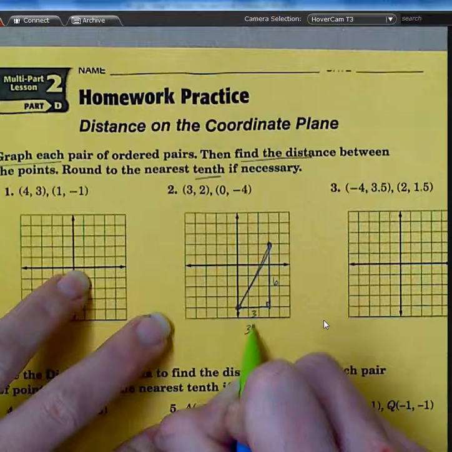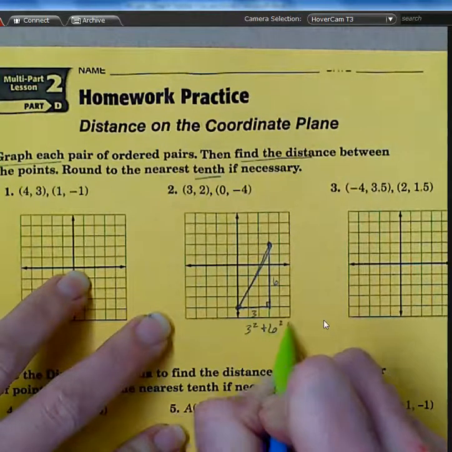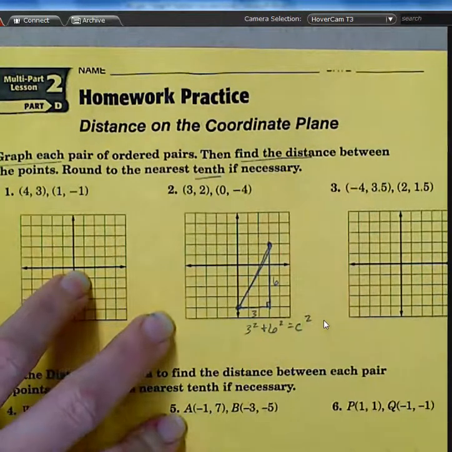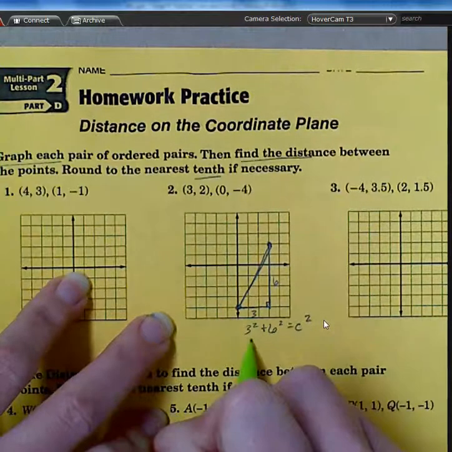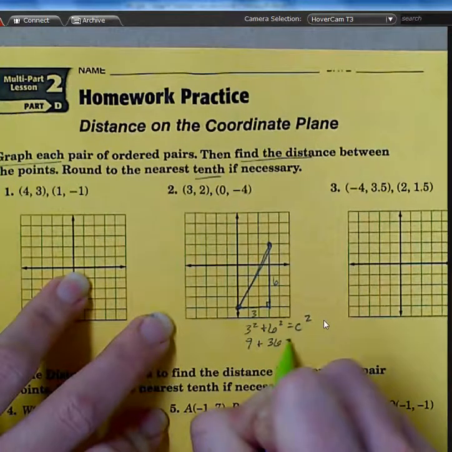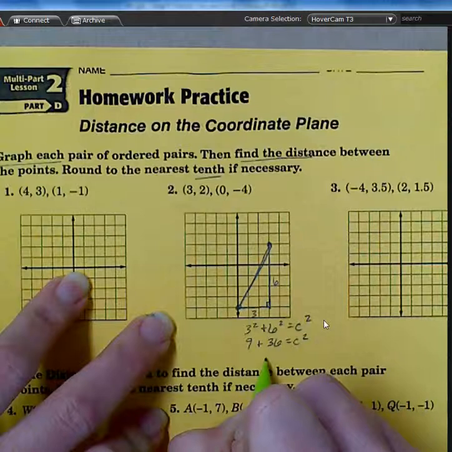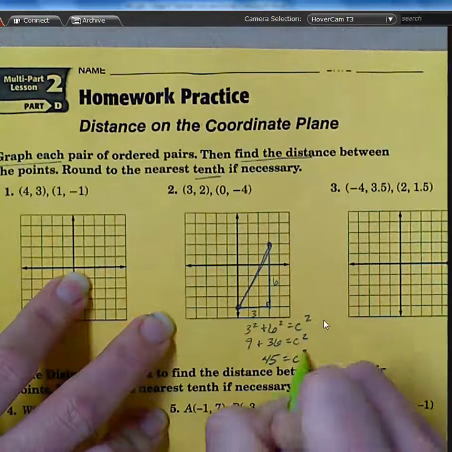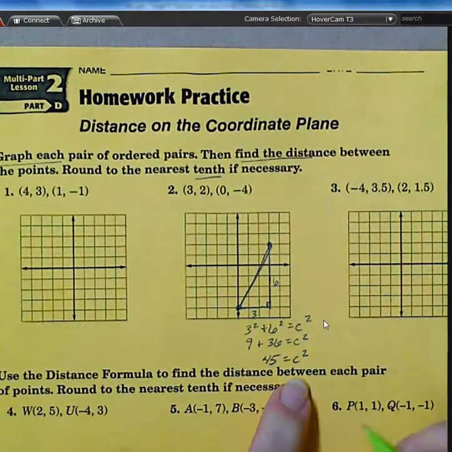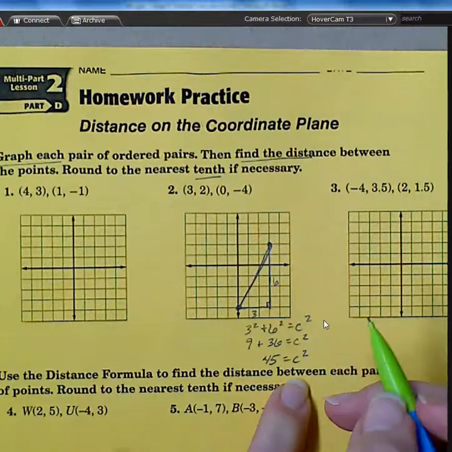3 squared plus 6 squared equals c squared. I do want to see your algebra. 9 plus 36 is c squared. 45 is equal to c squared. If I have c squared, how do I get c all by itself? Find the square root.